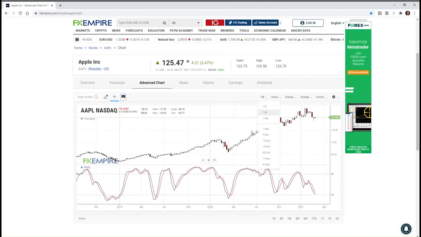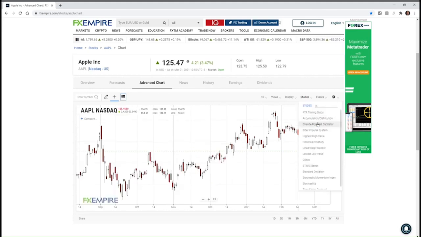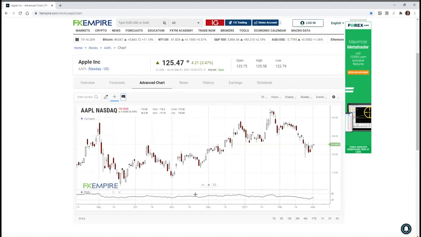Okay, let's move along. I'll go back to a daily, and we'll look at RSI, which many folks are familiar with. I've got to clear the old one. RSI only produces a single line, and so it's kind of easier to use in some ways.